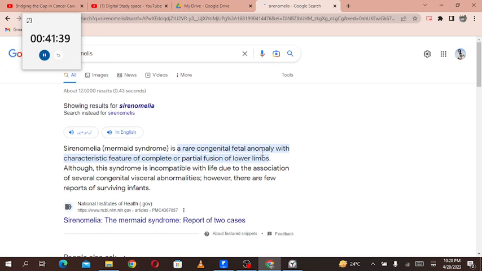Mermaid syndrome is a rare congenital fetal anomaly with the characteristic feature of a complete or partial fusion of the lower limbs. Although this syndrome is incompatible with life due to the association of severe congenital visceral abnormalities, there are a few reports of surviving infants.